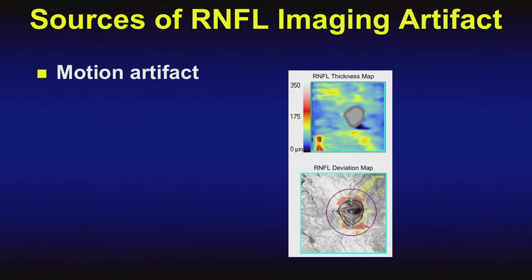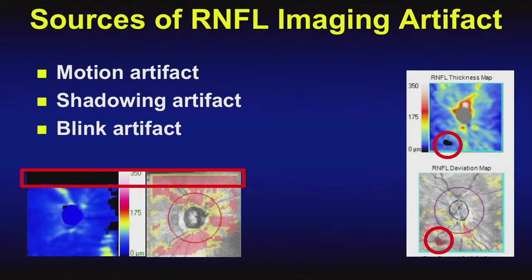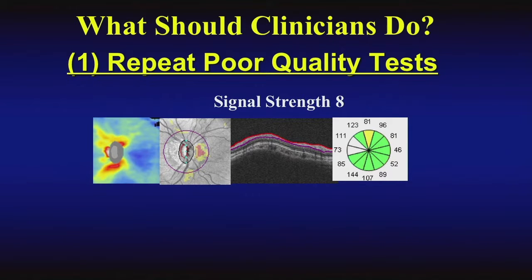Joel showed you many of these case examples. Here's an eye with nystagmus. You can see the blood vessels deviating on the bottom. A PVD is shadowing artifact, a blink artifact, algorithm failure in an eye that's highly myopic. So what should the clinician do when you see a poor quality test? Well, of course, you must repeat it.